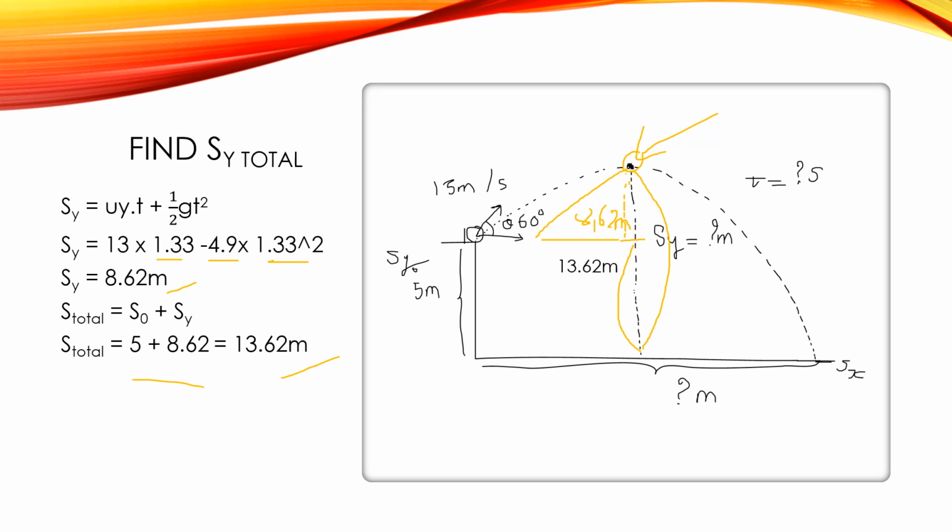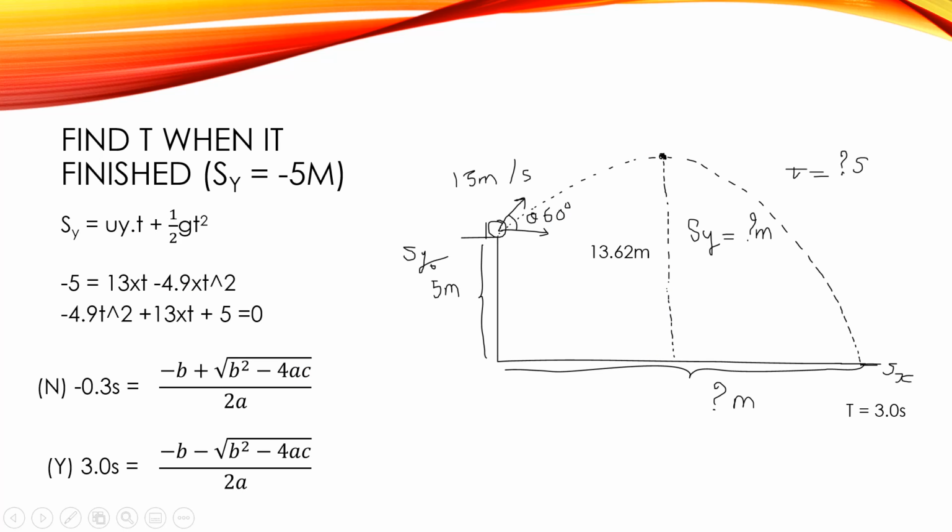Okay, so next thing we have to find is the time taken for the ball to finish their movement. So again, I use the formula sy equal uy times t plus half g times t square. But this time is a bit different because I am looking at the displacement of the ball at the end. That means it's hit back to the ground.